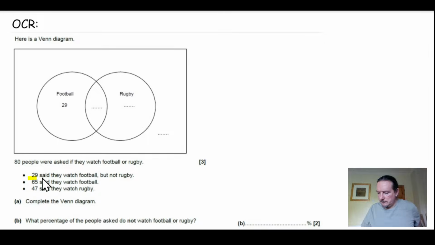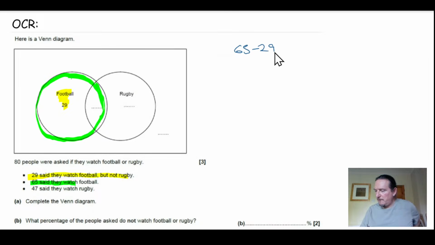So that one there, look. 29 said they watch football but not rugby. Those are the guys who are already in there. 65 said they watch football. So 65, this one here, is everyone inside this whole circle. If there are 29 who are football only and 65 in that circle, then the ones in the middle are going to be 65 minus 29, isn't it? So 65 minus 29 is 36. So there are going to be 36 people sitting in the middle.